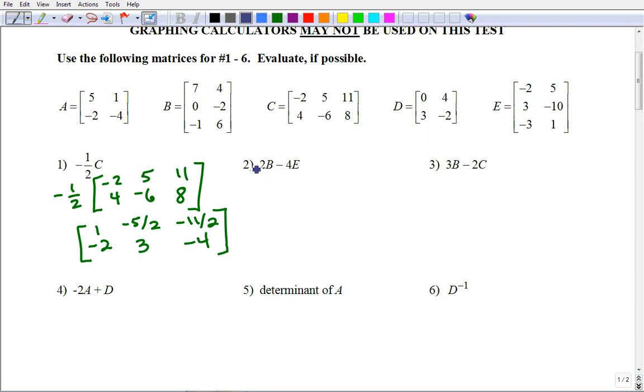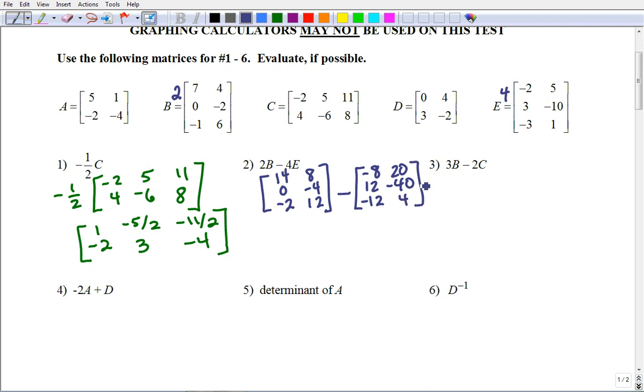First of all, we need to take b and multiply it times 2. So let me go ahead and write down 2b. Each of these things times 2 will get 14, 0, -2, 8, -4, and 12. So there's 2b minus, we're going to take everything in e and multiply it by 4. So then we get -8, 20, 12, -40, -12, and 4. Then we just take each of the entries that is sitting in the same spot in the matrix and we subtract them.